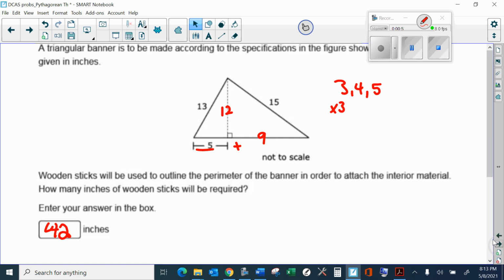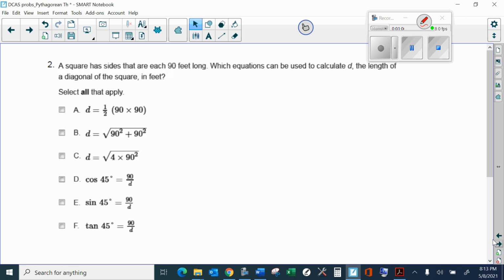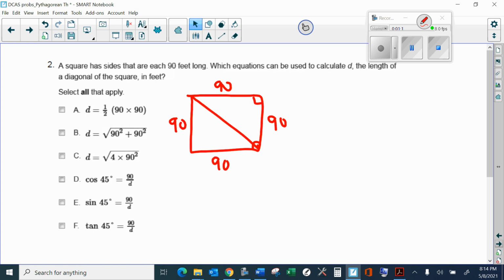Okay. All right, square sides are 90 feet long. What's the length of the diagonal? Which ones will calculate it? Okay, so I can do Pythagorean theorem. 90 squared plus 90 squared. We'll call this D for diagonal. Equals the diagonal squared.